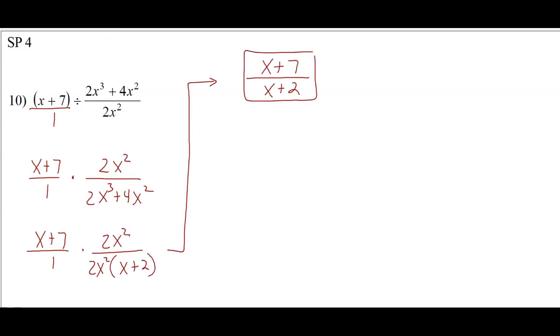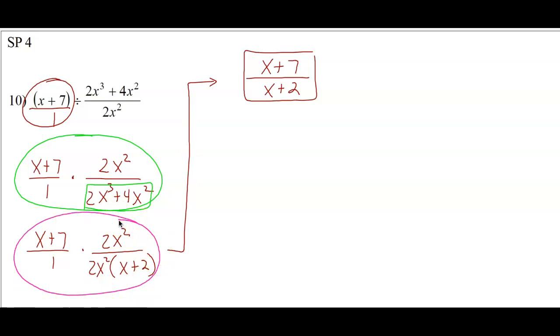Okay, the final answer is there in the top right, x plus 7 over x plus 2. First thing I did was I put this over 1. The next thing I did was same, change, flip. And then I factored out the denominator there. The denominator here, you could take out a GCF of 2x squared. And if you take out a GCF of 2x squared, this is what you get.